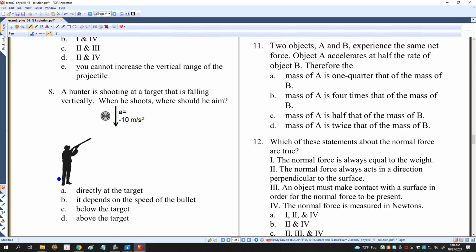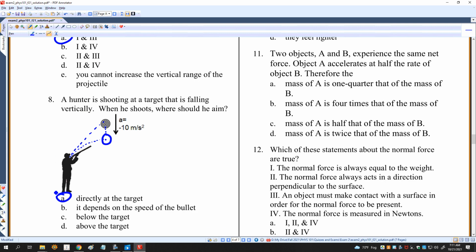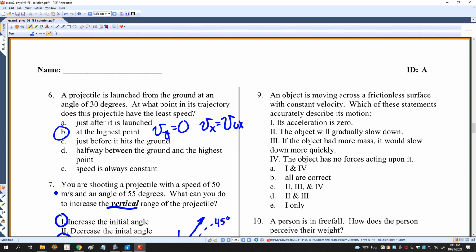Hunter shooting at a target, which is falling vertically. When he shoots, where should he aim? Well, he should aim directly at the target. And then as the target falls, his bullet will also fall so that they meet at the same point, and then he'll hit that target. So he aims directly at the target, because even though his bullet is traveling at a really fast speed, it still falls at an acceleration of minus 10 meters per second squared. In the same way, the target falls at minus 10 meters per second squared.